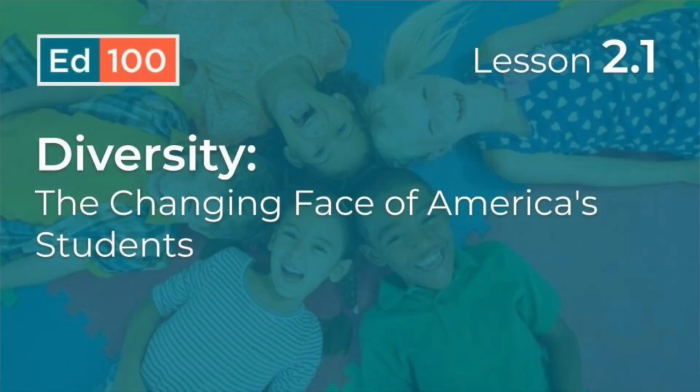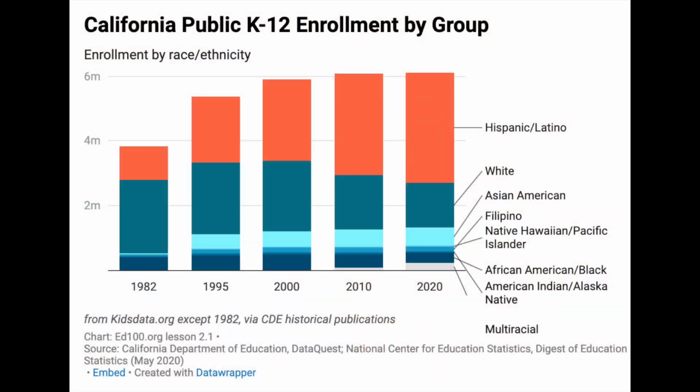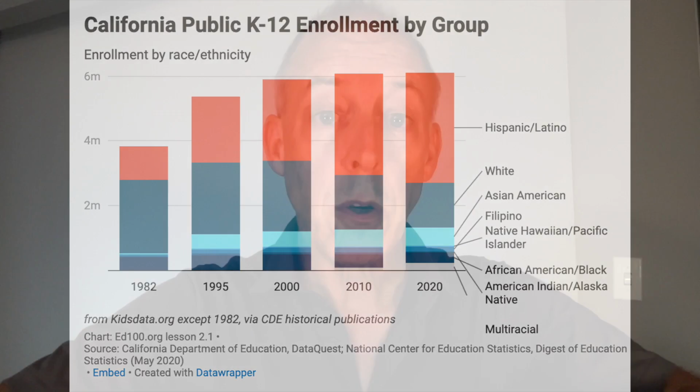This video is a brief overview of Ed100 Chapter 2, which focuses on facts you need to know about California students and their families. Lesson 2.1 explains the diversity of California's student body and how it's changed over time.